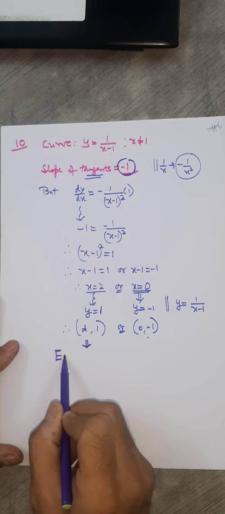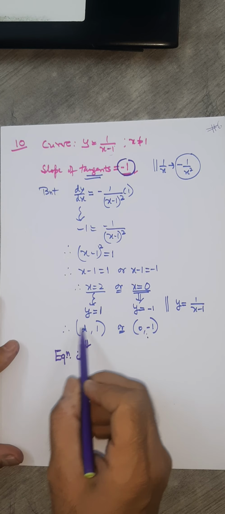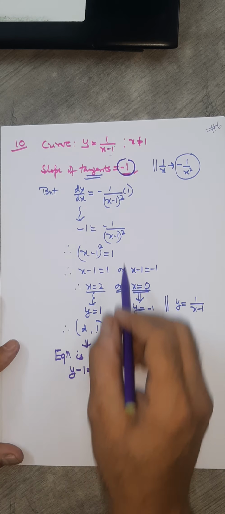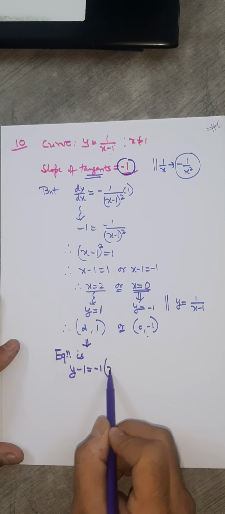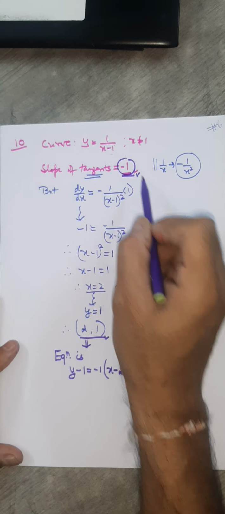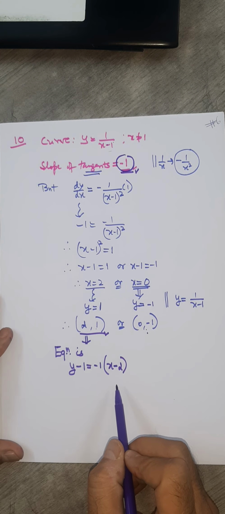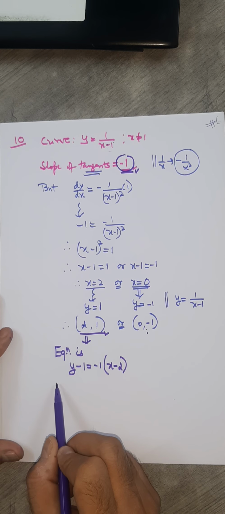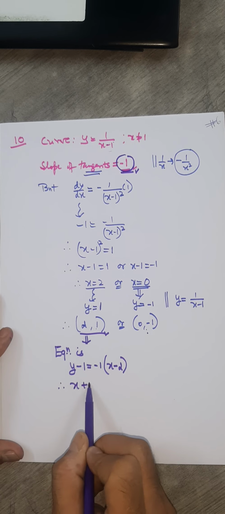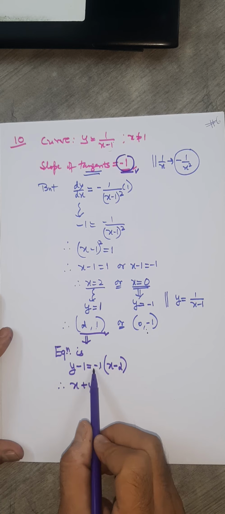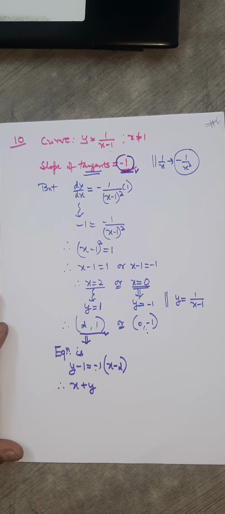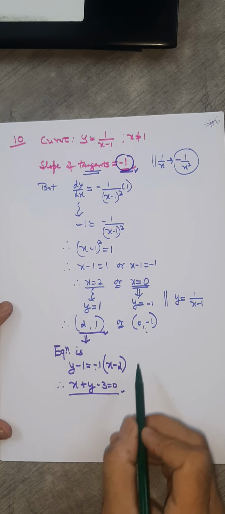How do we write the equation? You know, the equation is y minus y0 equals slope, which you are already given, minus 1, into x minus x0. This is the point of contact, this is the slope. So we are using the straightforward point slope form. So what will we get from this? If you simplify, this is x plus y plus 2, if I take it to the other side, minus 3 equals 0.